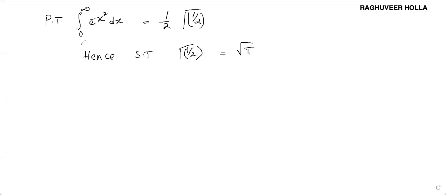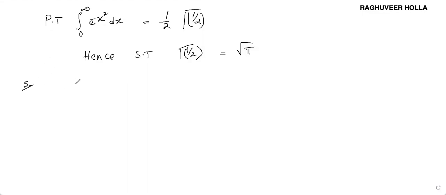So let us solve this problem. We have to prove that the integral from 0 to infinity of e to the power of minus x square dx is half of the gamma function of 1 by 2. And we have to show that gamma 1 by 2 is root pi.